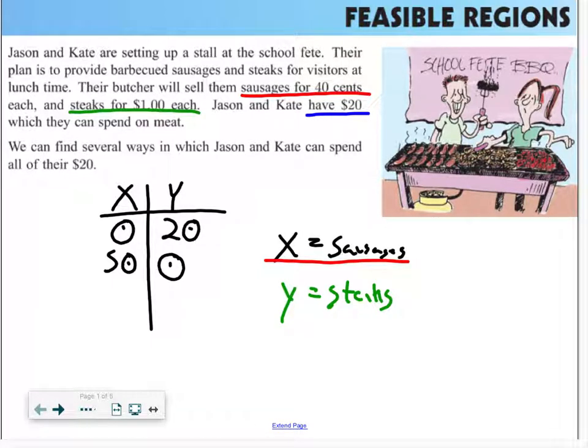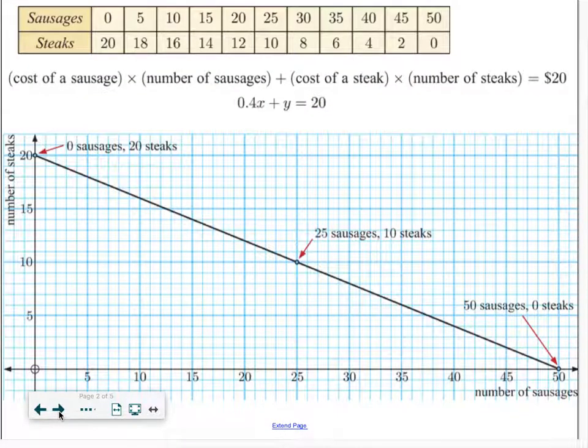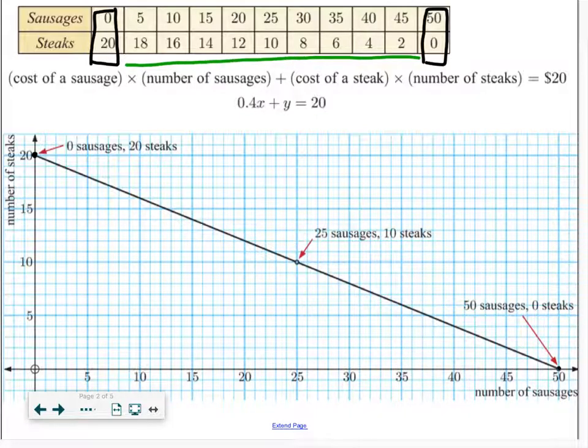Notice this is very similar to how we would graph a general equation. So let's go ahead and start graphing that. We get a point at 0 and 20, and we'd also get a point at 50 and 0. And there's a whole list of other options in between, and those are options that fall on the line as we graph that.